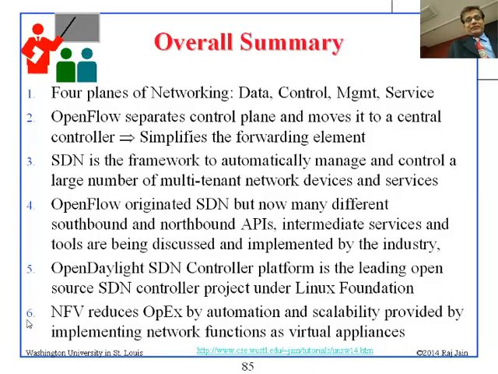So the overall summary of the three parts is that there are four planes in networking: data, control, management, and service. OpenFlow separates the control plane and moves it to a central controller, which simplifies the forwarding element. SDN is the framework, saying that all we need is programmability and orchestration, et cetera. And so then there's a competition. While OpenFlow originated the concept of SDN, now there are many different APIs. OpenDaylight is the controller to work with. A lot of academics are working on very limited controllers which only do one protocol. I think OpenDaylight is the one to work with. And NFV reduces the OpEx by automation.